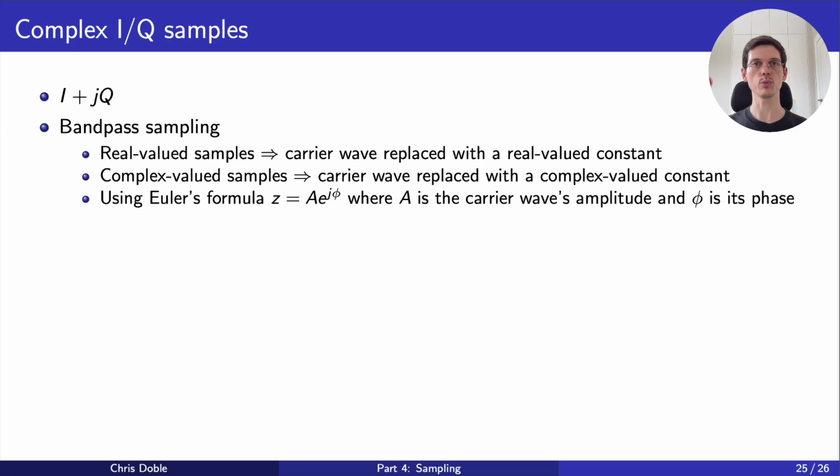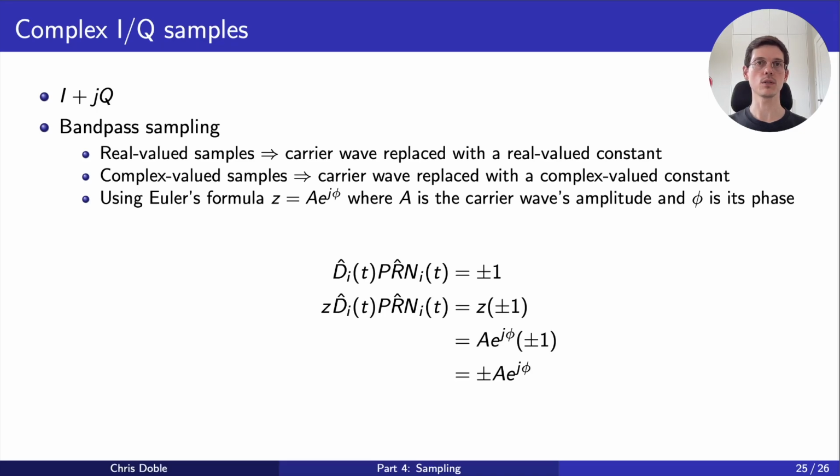So how does this affect the samples we receive? Well, the modulation signal is the product of the navigation message and the PRN code, both of which are equal to plus or minus 1, so their product is equal to plus or minus 1. When we multiply this by the complex constant Z, the value is scaled by a factor of A as before, but multiplying it by e^(jφ) rotates it through an angle phi in the complex plane. In other words, when we use complex IQ samples, performing bandpass sampling to replace the carrier wave with a constant results in the samples being scaled as before, but also rotated in the complex plane by the carrier wave's phase.